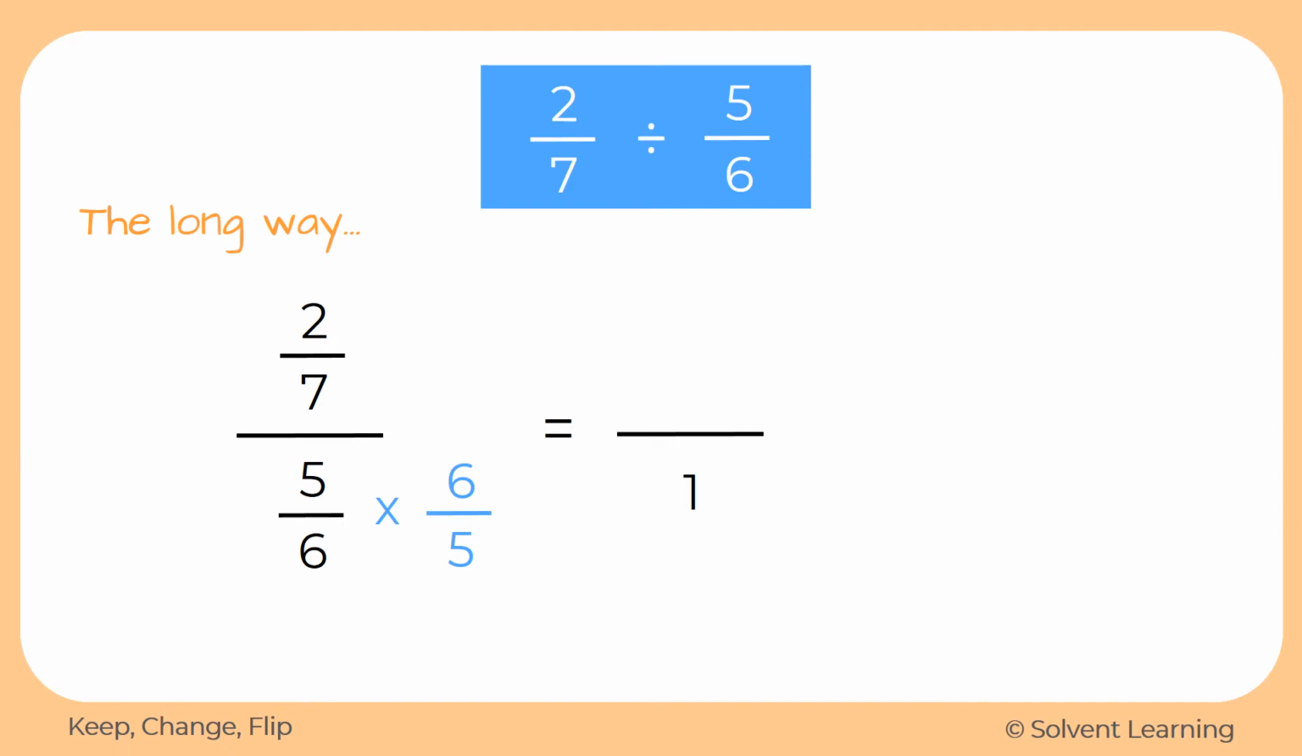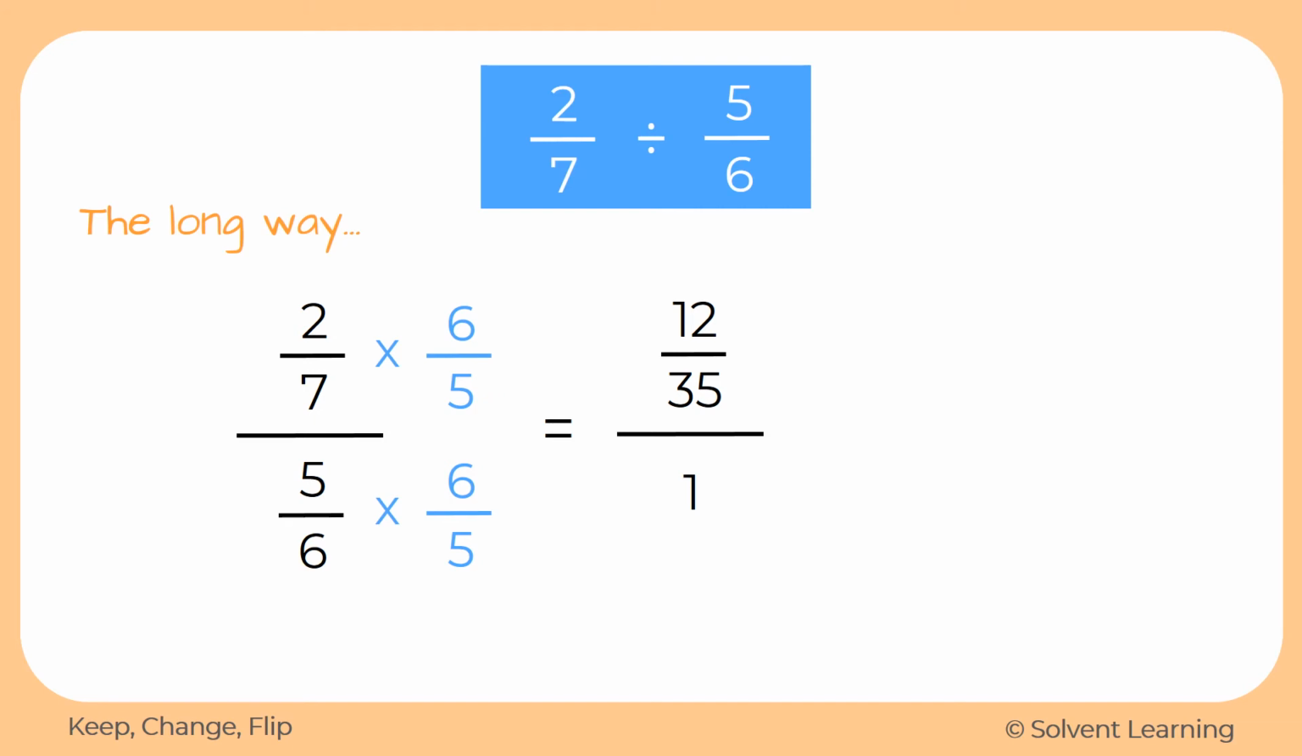Whatever we do to one part of a fraction, we have to do the same thing to the other part of the fraction. So we also have to multiply the numerator by 6/5. Okay? And then that part we can just multiply across like we normally do with multiplication. The 2 times 6 will give us 12 as the numerator. 7 times 5 will give us 35. So that part just becomes 12 over 35.